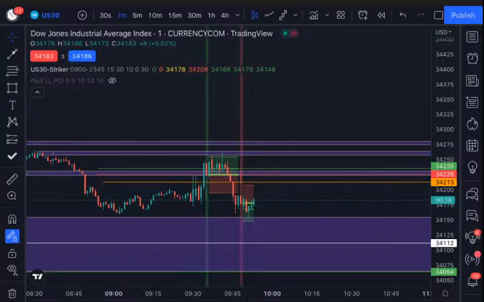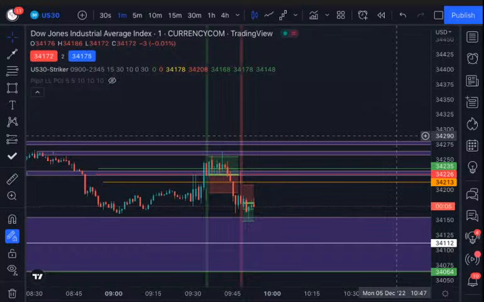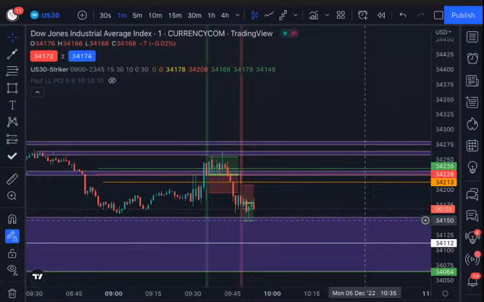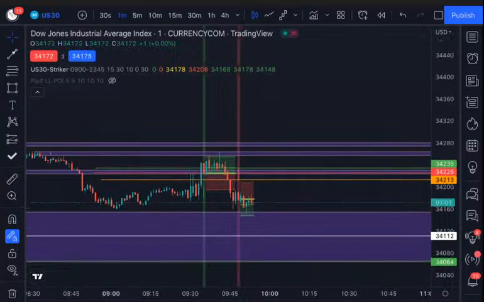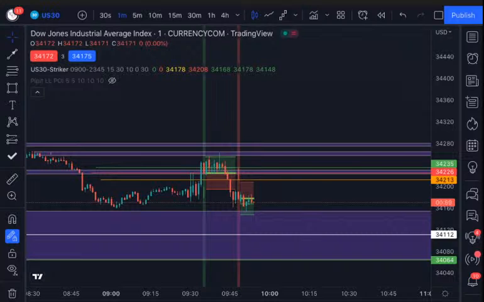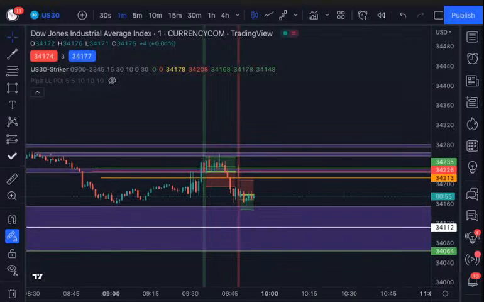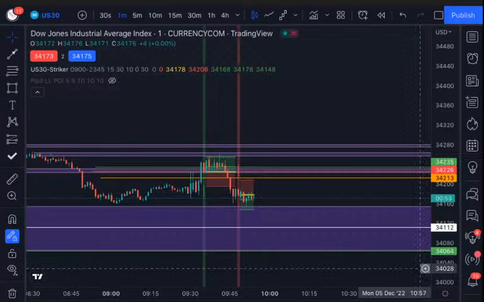See, I was interested in taking it up from that level. 34155. Yeah, I wanted to take it up, but I have that zone, so it was hard to really pinpoint it on a smaller time frame. That zone is literally from 155 all the way down to 34064.